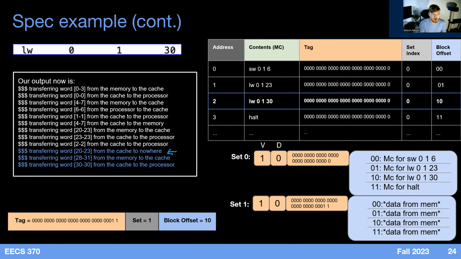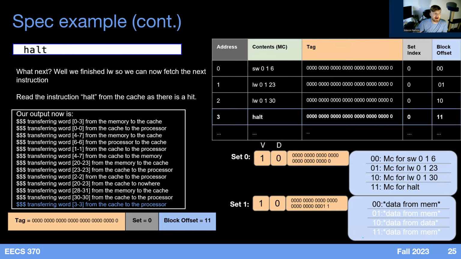We'll have this cache to nowhere. That's the throwaway part. Then we'll have a memory to cache once again, and then we will transfer word 30 from the cache to the processor to fill the load and place that value into register 1, because that is register B in the LW. So now, just to recap, our cache looks like this. We still have the machine code for addresses 0 through 3 in set 0, and then we have addresses 28 through 31 in our other set.